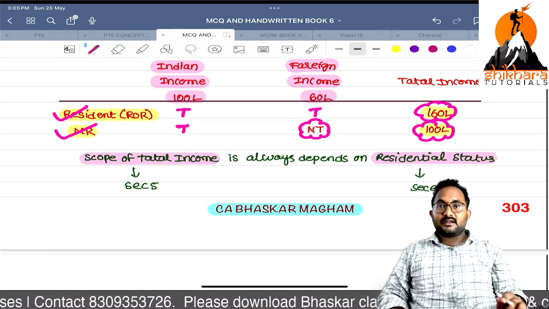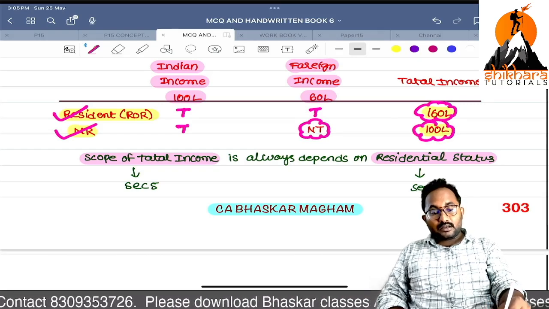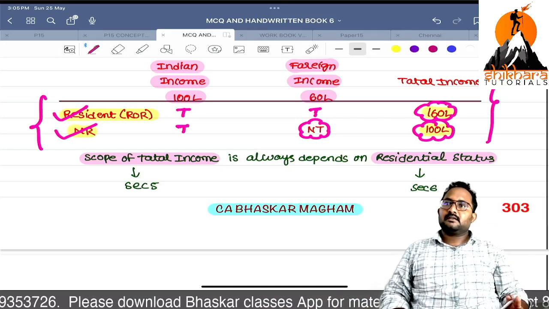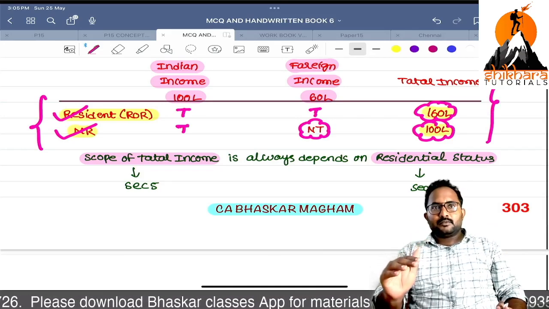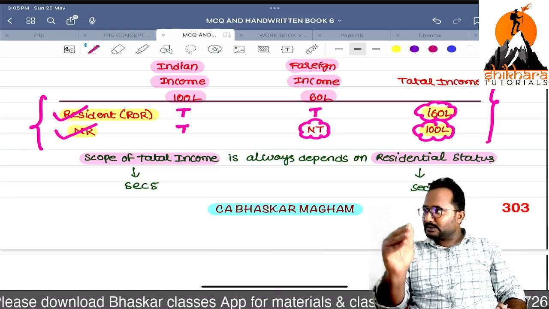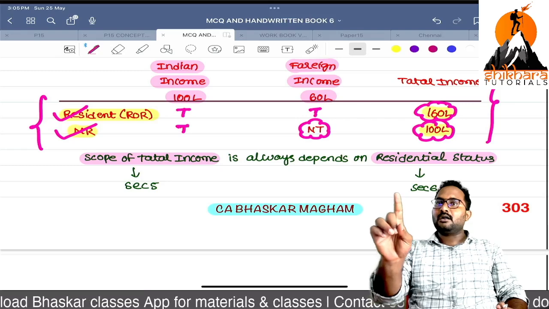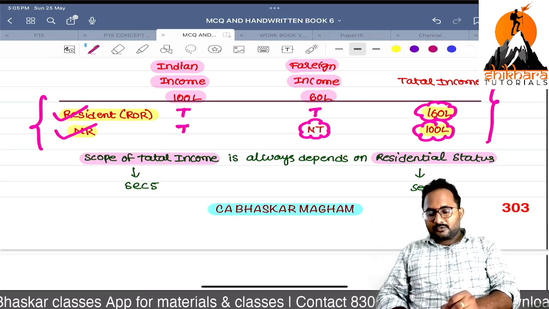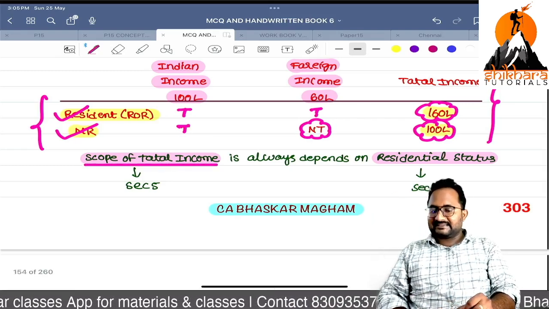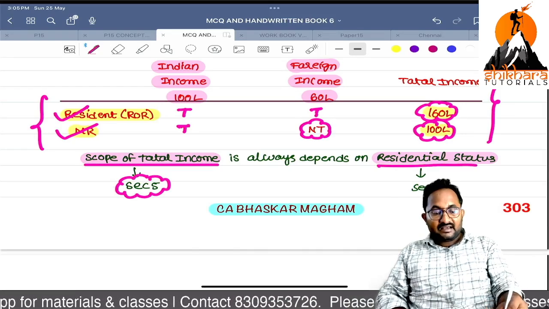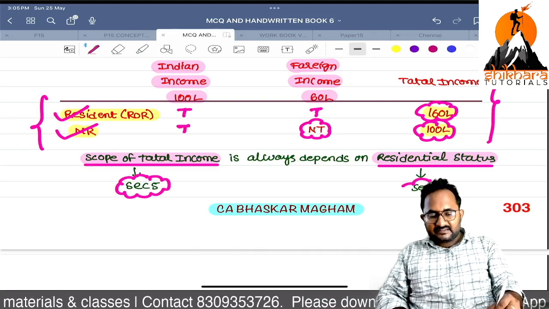What is your total income? 100 lakh. That means here total income depends upon residential status. So at any time you are filing the return of income or computing the total income, first you need to ask one question, whether you are a resident or non-resident. Remember, scope of total income, nothing but the extent of your total income, that is section 5. It is always depending upon residential status, that is section 6.